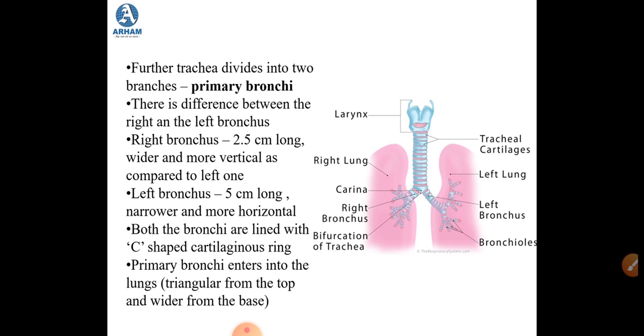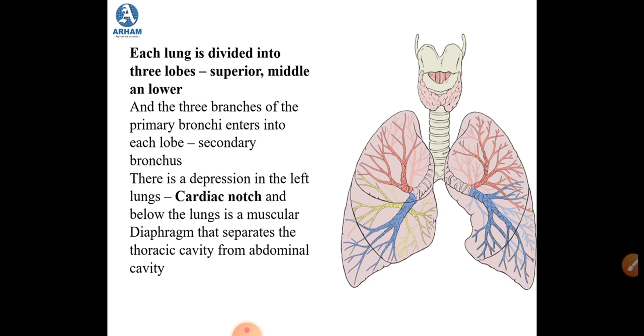So the primary bronchi enter into each of the lungs. And when we talk about the lungs, they are triangular in shape. That means they are conical on the upper end and wider at the base. So each primary bronchus enters into each of the lungs, that is the right lung and the left lung. Now each lung is divided into lobes. The right lung has 3 lobes, that is superior, middle and lower, whereas the left lung has only 2 lobes, that is the superior and the inferior or the lower one.